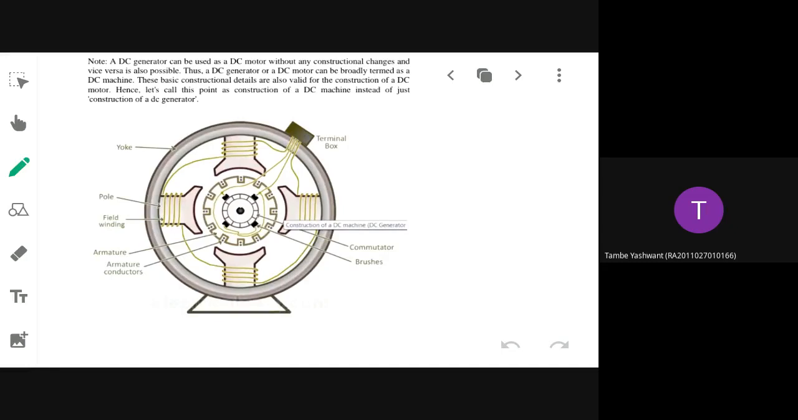How to get the direction and all, it will be given by Fleming's left hand and right hand rule. That also you have to learn. You have to do it as a self study. Okay, this is all about DC machines.